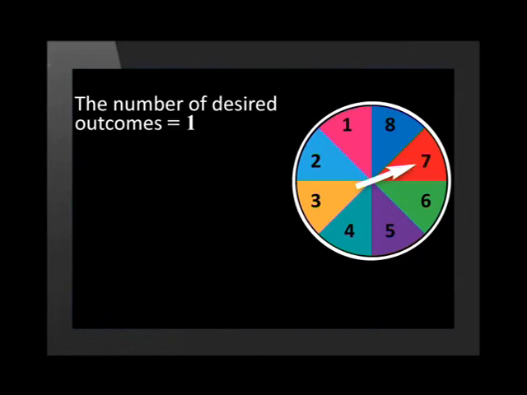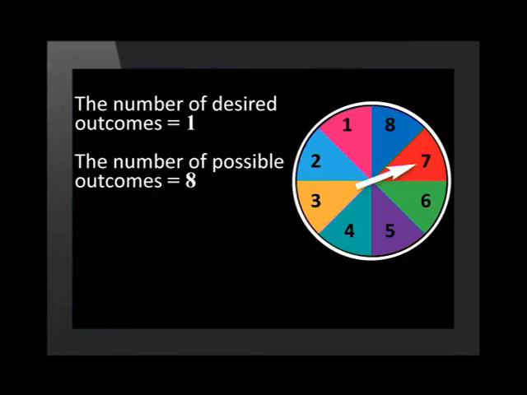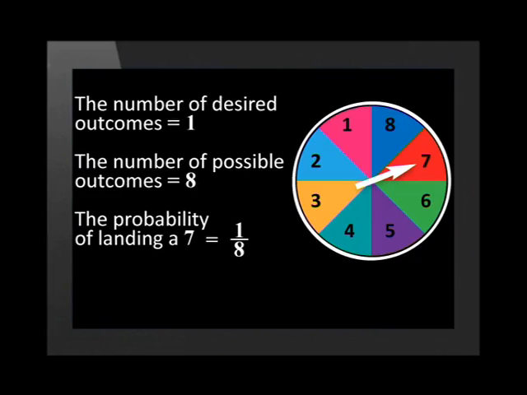Now that we've seen the tables, we can calculate the relative frequency of the different numbers. For comparison, let's first calculate the theoretical probability of landing on the 7. The number of desired outcomes is 1. The number of possible outcomes is 8. The probability of landing on a 7 is 1 over 8, or 12.5%.